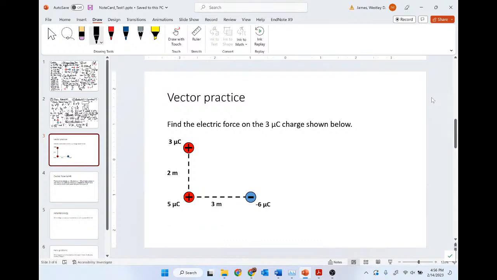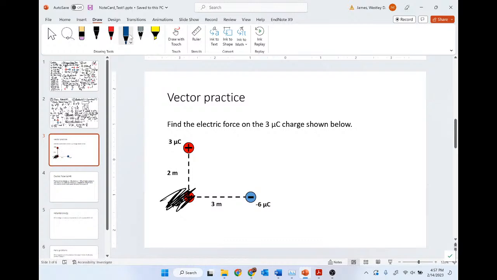So it says find the electric force on the 3 microcoulomb charge shown below. Right off the bat, let's draw some arrows. So we are finding it on the 3 microcoulomb charge below. And remember, the way we do any of these problems, because we have a whole bunch of things going on, we just consider 2 at a time. So let's consider the effect of that negative 6 microcoulombs on that positive one. Opposites attract.